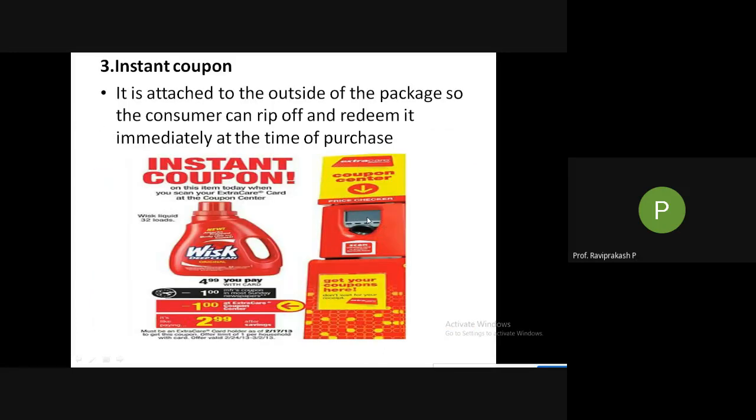Then instant coupon. What is an instant coupon? It is attached to the outside of the package, so the consumer can rip it off and redeem it immediately at the time of purchase. So on the pack, there might be something which could be cut. When you are taking the pack to the billing counter, you need to cut it and give it to him, stating that there is an offer where instantly, on that particular product only, you are getting some discount.